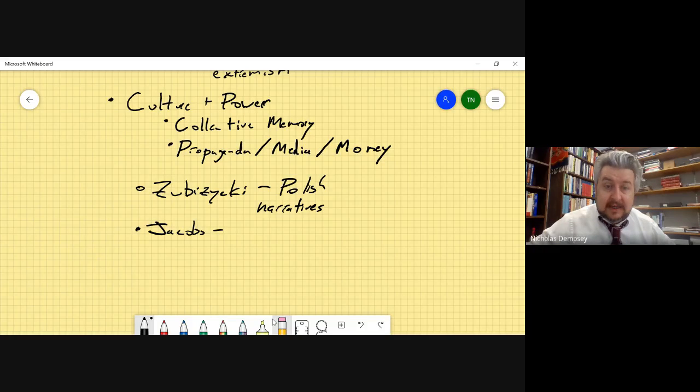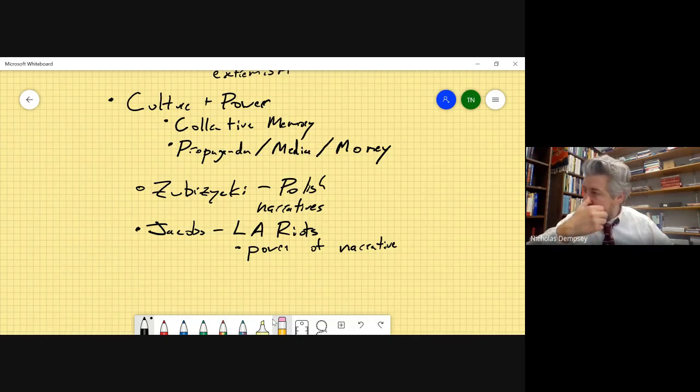Jacobs was the LA riots. And what that showed us especially was the power of narrative. Even if we do or don't agree with his breakdown of the genre balance of romance and tragedy, the bigger picture message is certainly that the way we tell stories about cultural events affects perceptions and affects how we respond to those events. That's incredibly important. That's almost an orthodoxy within the sociology of culture and movements.